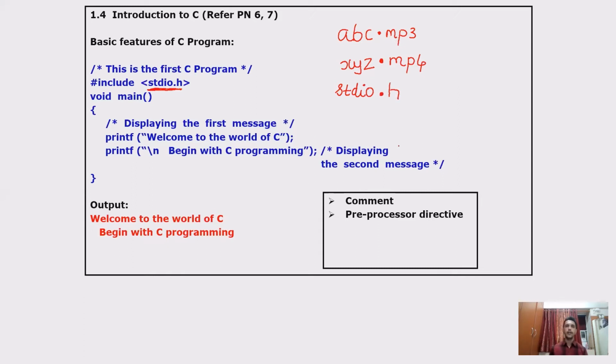H stands for header. Now, if you want, you can just put an arrow and write over here that this is a header file. And don't forget that this entire statement is called a preprocessor directive.